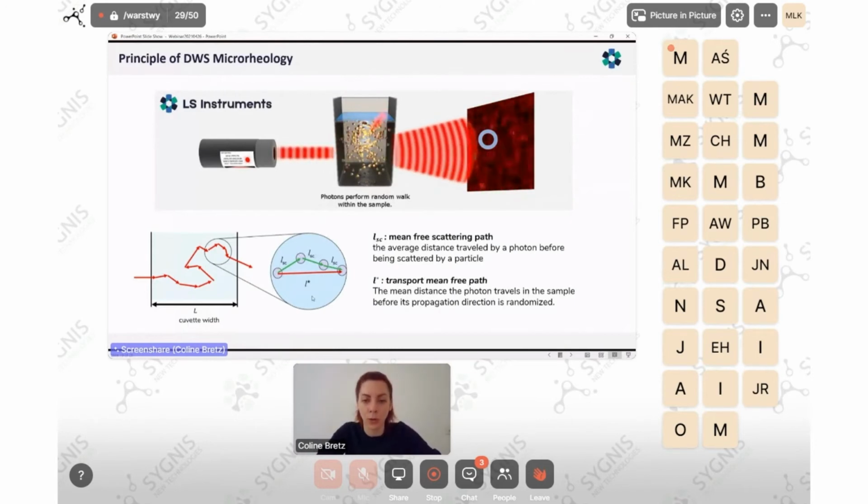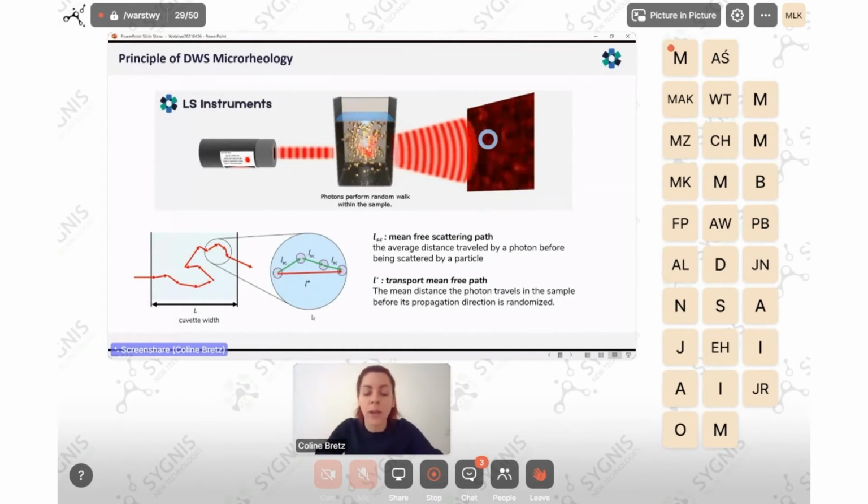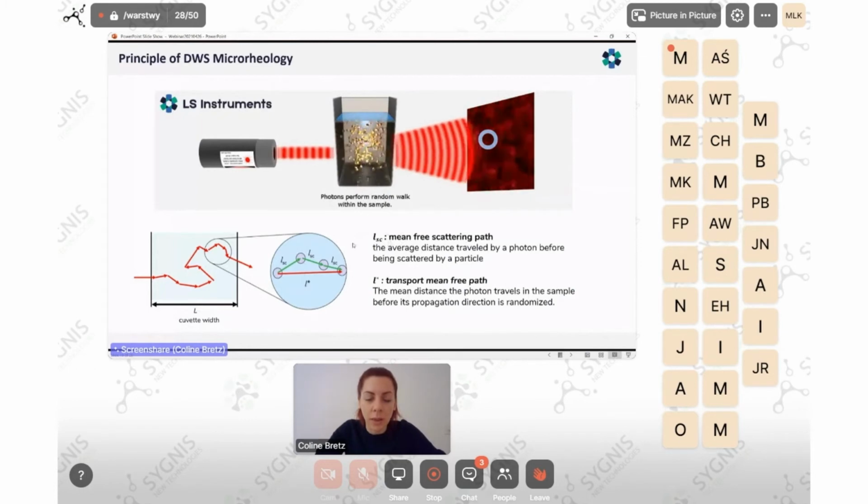Another very important quantity that we want to get is the transport mean free path, which is the average distance that the photon goes through in the sample before its propagation direction is randomized. So we're looking really here at random motion. And the L star here is basically a measure of the turbidity. Because if you consider a more concentrated sample, the mean free scattering path L is going to be smaller, and so will the L star. So L star is basically proportional to the inverse of the turbidity in the sample.